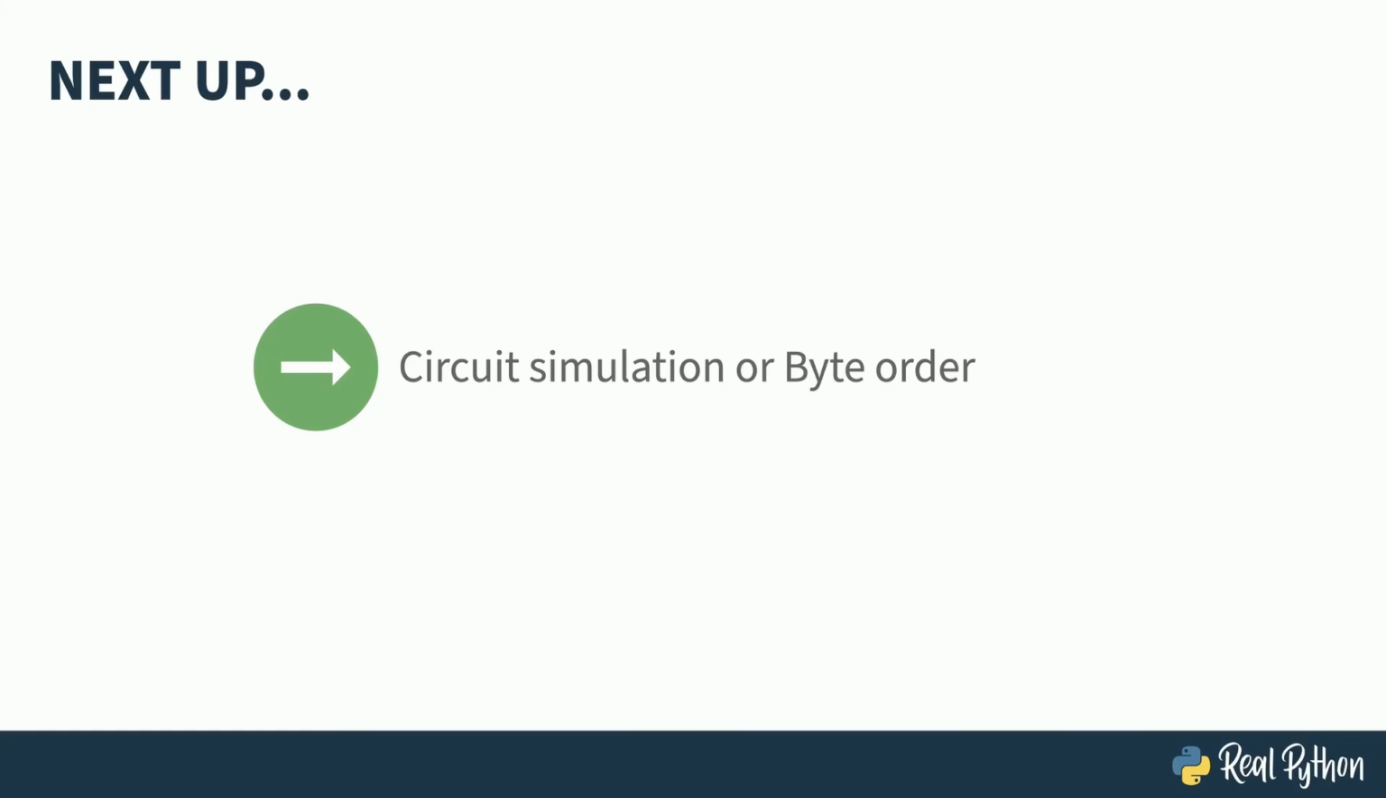The next lesson is optional. It does a deeper dive into using the same techniques that you saw in this lesson. The lesson after that, if you decide to skip this one, is on Big and Little Endian byte order.